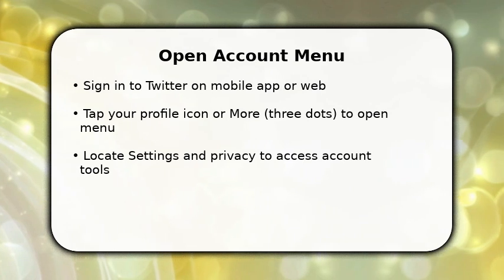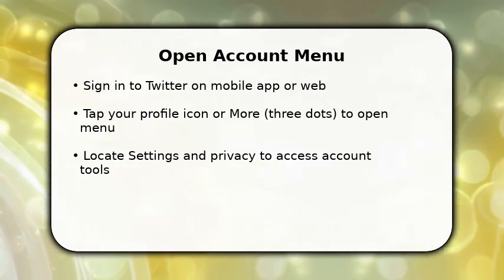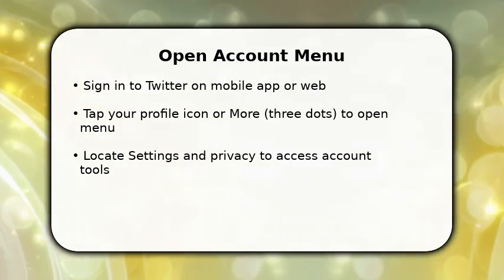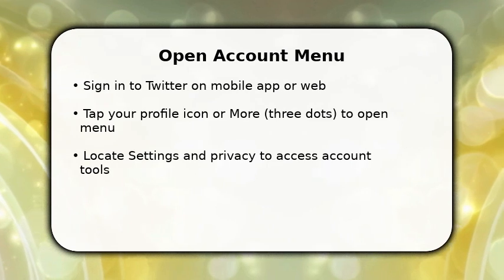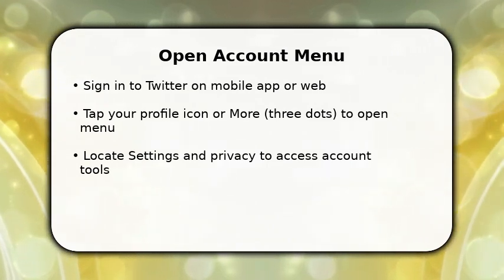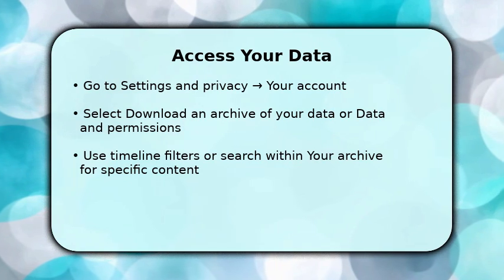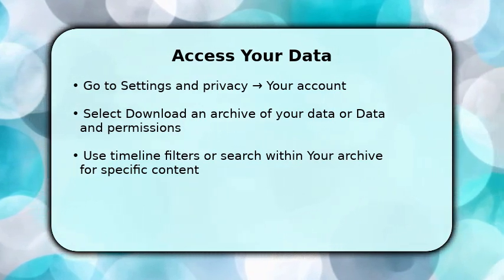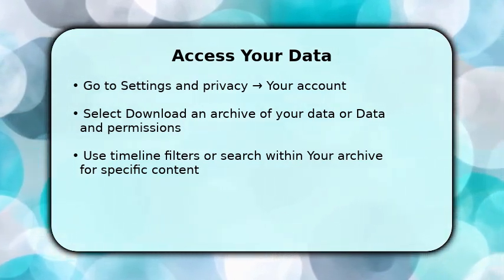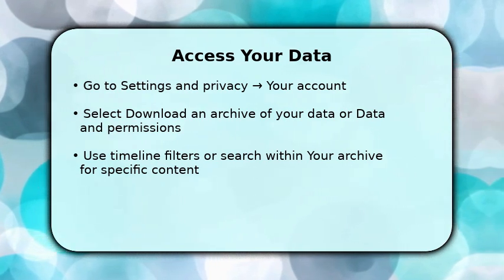Make sure to stay on the account that holds the history you want. If you're using multiple accounts, switch now so you don't pull the wrong timeline or archive. From Settings and Privacy, choose your account and then Data and Permissions. This directs you to the options that contain your activity.